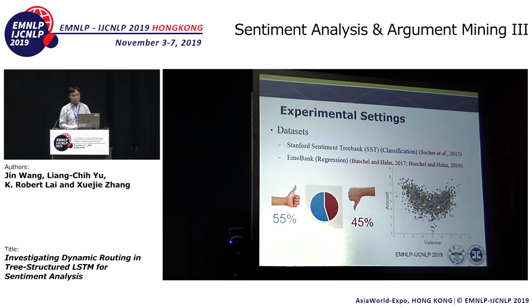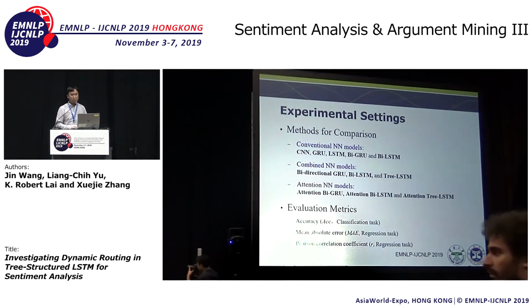In the experiment, we use two datasets for evaluation, including classification on SST and regression on EmoBank for valence-arousal prediction. The valence here refers to the degree of positive and negative sentiment, and the arousal refers to the degree of calm and excitement. Both valence and arousal are real values.